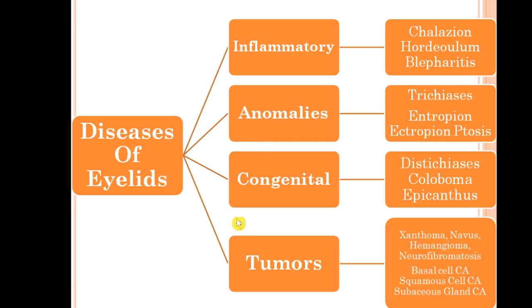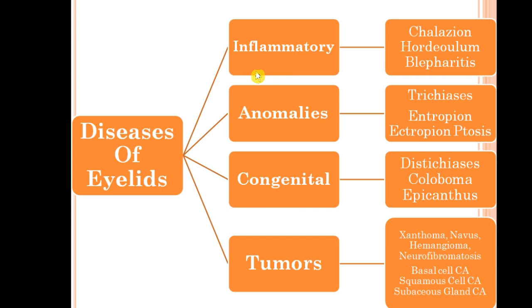Now we have divided the diseases of the eyelids into four categories. First of all, the inflammatory diseases, then the various anomalies, the congenital diseases of the eyelid, and finally the tumors. So we will be covering them in this order. First of all, the inflammatory diseases, and today we are going to talk about the Chalazion in this video. In inflammatory diseases, you will see that there is an inflammation of the eyelid.